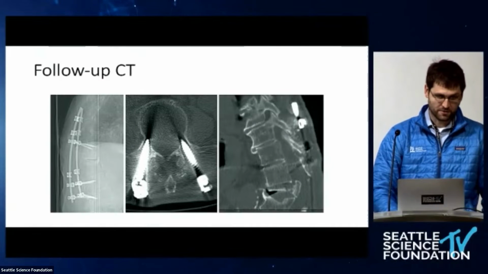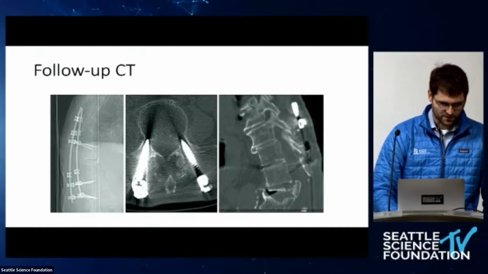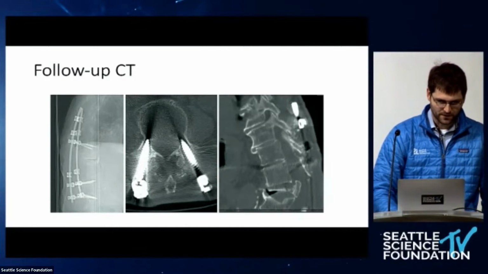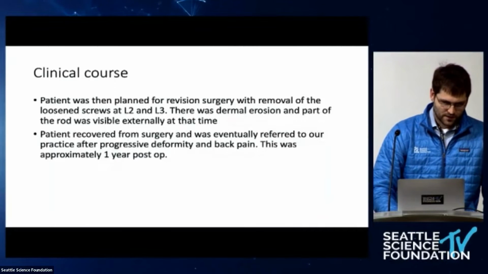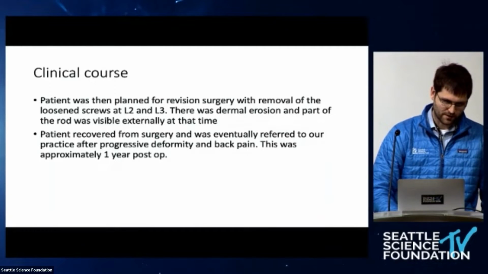So this is the patient returning for follow-up. She had pulled out of the screws at the bottom at the L2 and L3 levels. Those rods were palpable and partially eroded through the soft tissue. She had worsening of the kyphotic deformity and had severe back pain at this point. So because of the exposed hardware, the plan was to go back in. He removed the screws at L2 and L3 and repaired the dermis in that region.